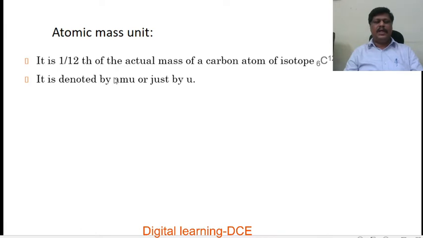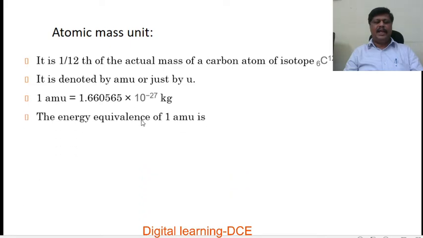In some books it is written as AMU, in some other books it is u only. So 1 AMU is equal to 1.660565 × 10^-27 kg. If we convert one atomic mass unit in terms of kg, its value is 1.660565 × 10^-27 kg.